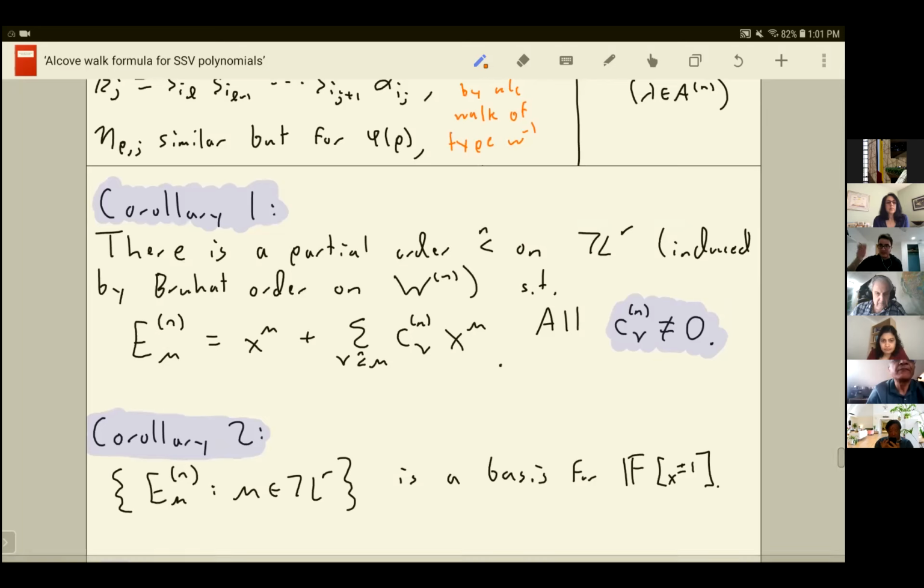Second, this follows immediately from the triangularity, that this is a basis for the space of Laurent polynomials. You didn't need the alcove walk formula to prove this, but it's nice that it follows so immediately.